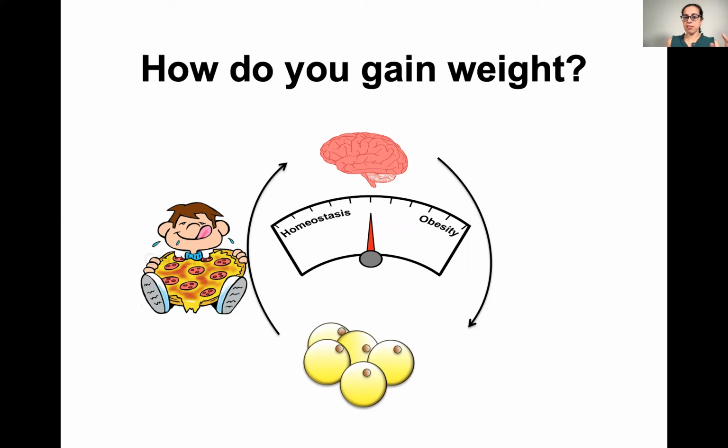And when we ate enough and we have enough storage of fat in our body, what happens is that our fat cells release molecules that tell the brain, hey, we have enough fat, please stop eating.